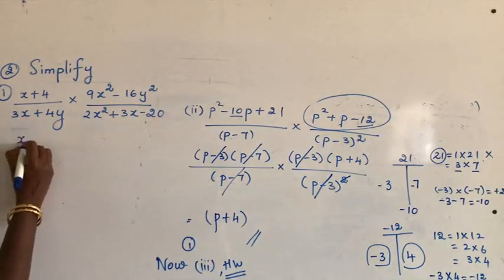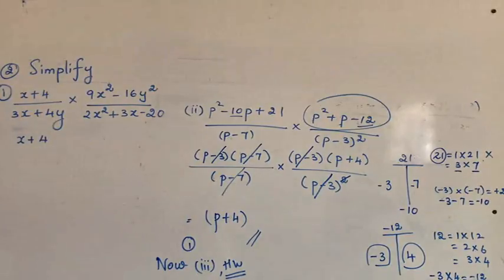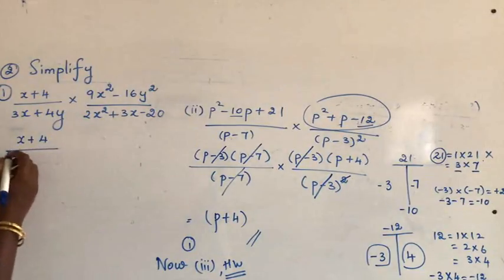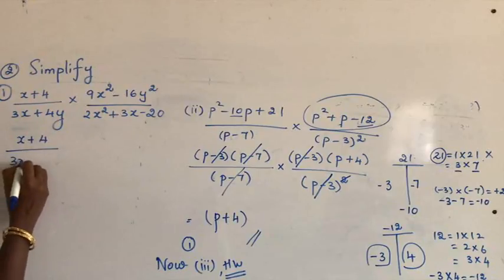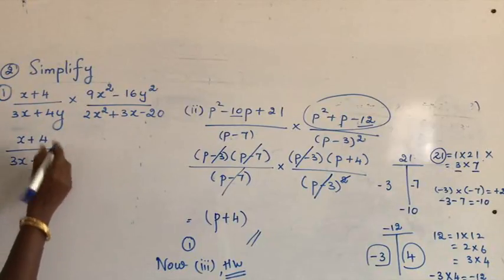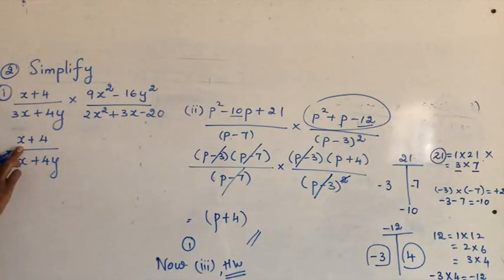So x plus 4 remains as it is. Write x plus 4 as it is upon 3x plus 4y also as it is, because there are no factorizations over here, no factors over here. Keep 3x plus 4y as it is. So the first part is kept as it is. The denominator part is also kept as it is.